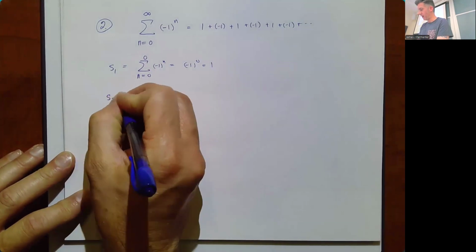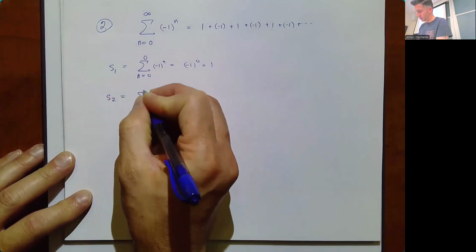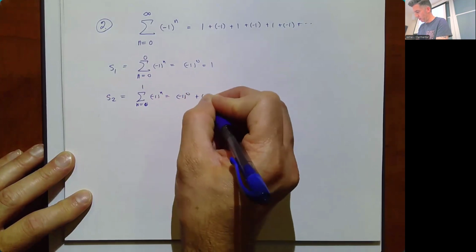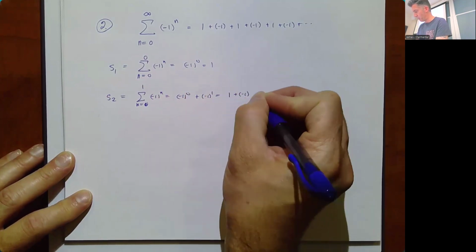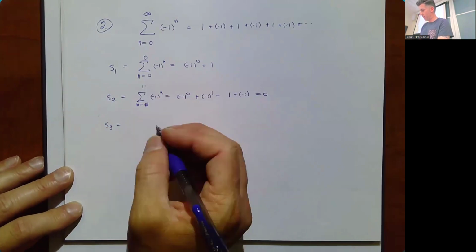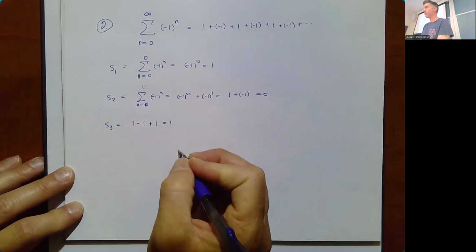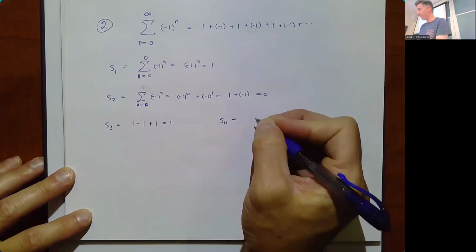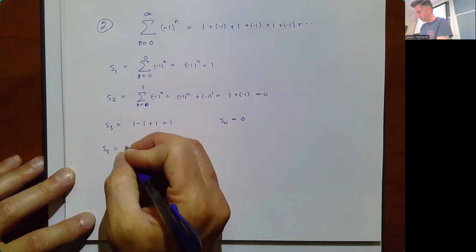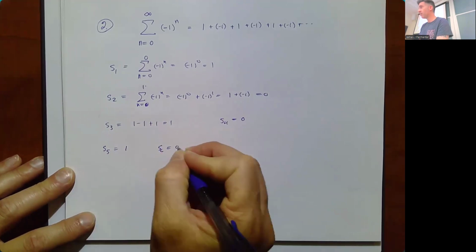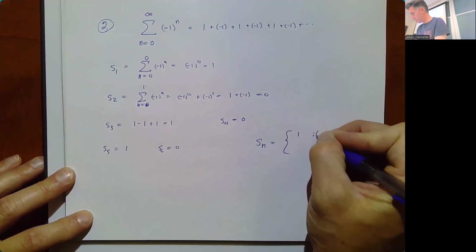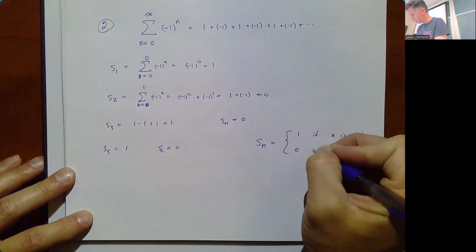The second partial sum, I'm not going to write it this way. Yes, I am. Now I'm adding up the first 2 terms. I'm getting -1 to the 0 plus -1 to the 1, which is 1 plus -1, which is 0. The third partial sum, I'm not going to write it all out. So I could do from n equals 0 to 2, but I'm really just going to write 1 minus 1 plus 1, which is 1. And so we can kind of start to see a pattern emerge. Every odd partial sum is going to add up to 1. Every even partial sum is going to add up to 0. So what we could say is the nth partial sum is equal to 1 if n is odd, 0 if n is even.